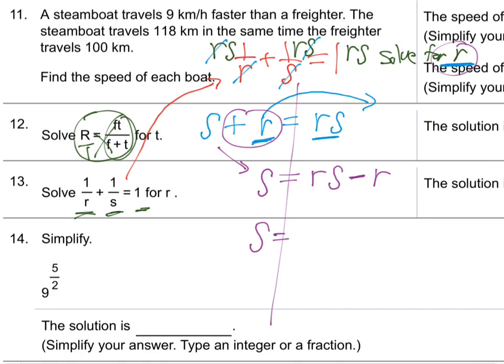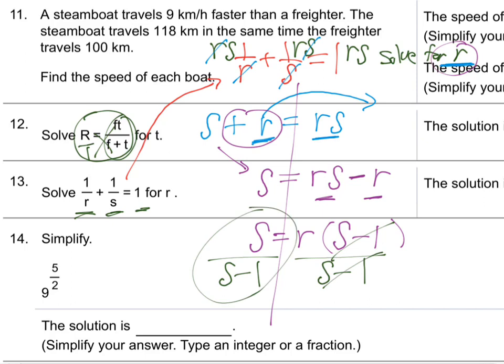And then factor out R. What does that leave? S, just S, minus 1, huh? Because RS and R times 1 would just be R. Okay, and now last step to get r alone. Divide by s minus 1, divide by s minus 1. There it is. R's alone. We solved for r.